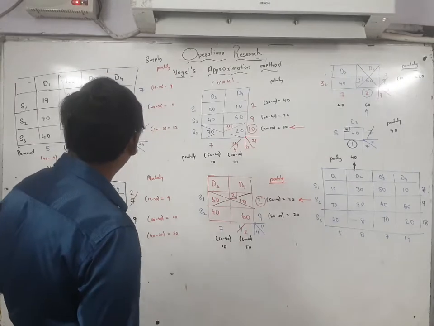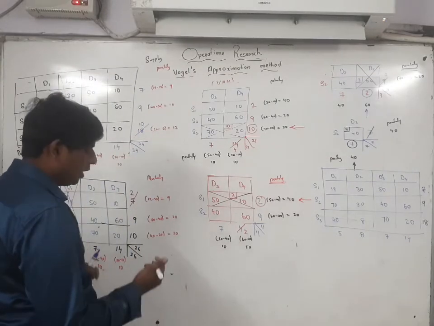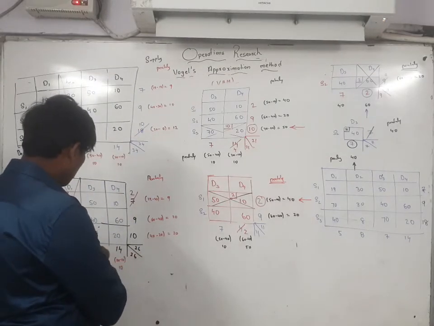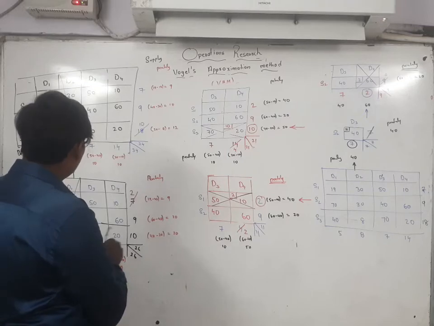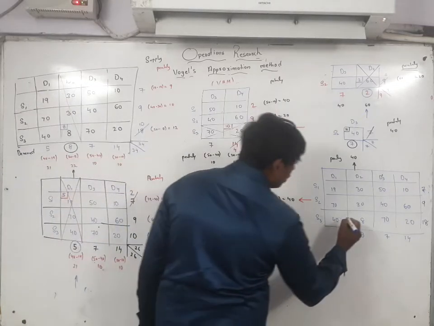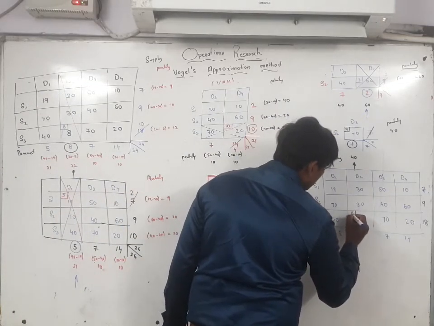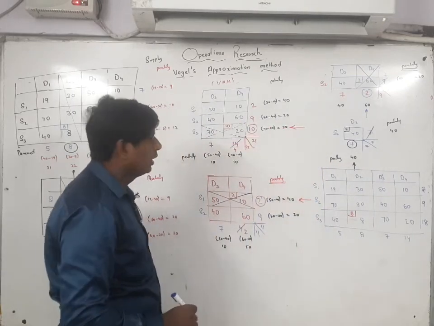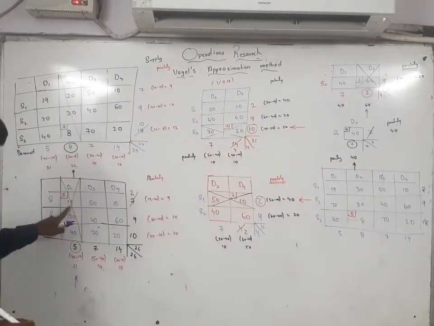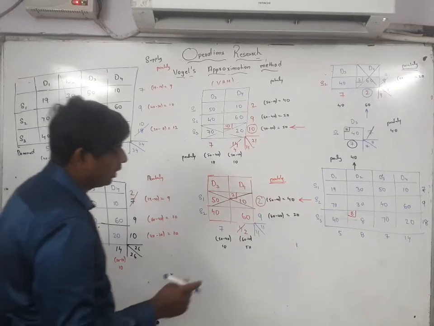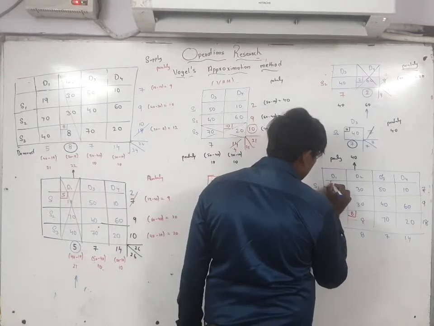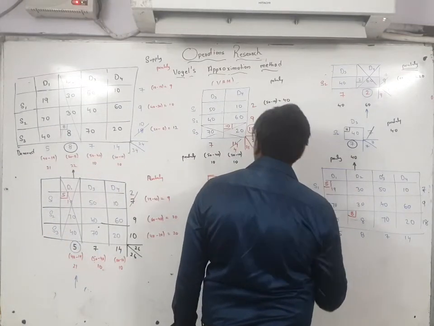For allocation, see here, in 8 what is the allocation here? In 8 the allocation is 8. So I can project here in 8 the allocation is 8. Next, in the next step, in 19 what is the allocation? 5. In 19 the allocation is 5. So I wrote here 5.